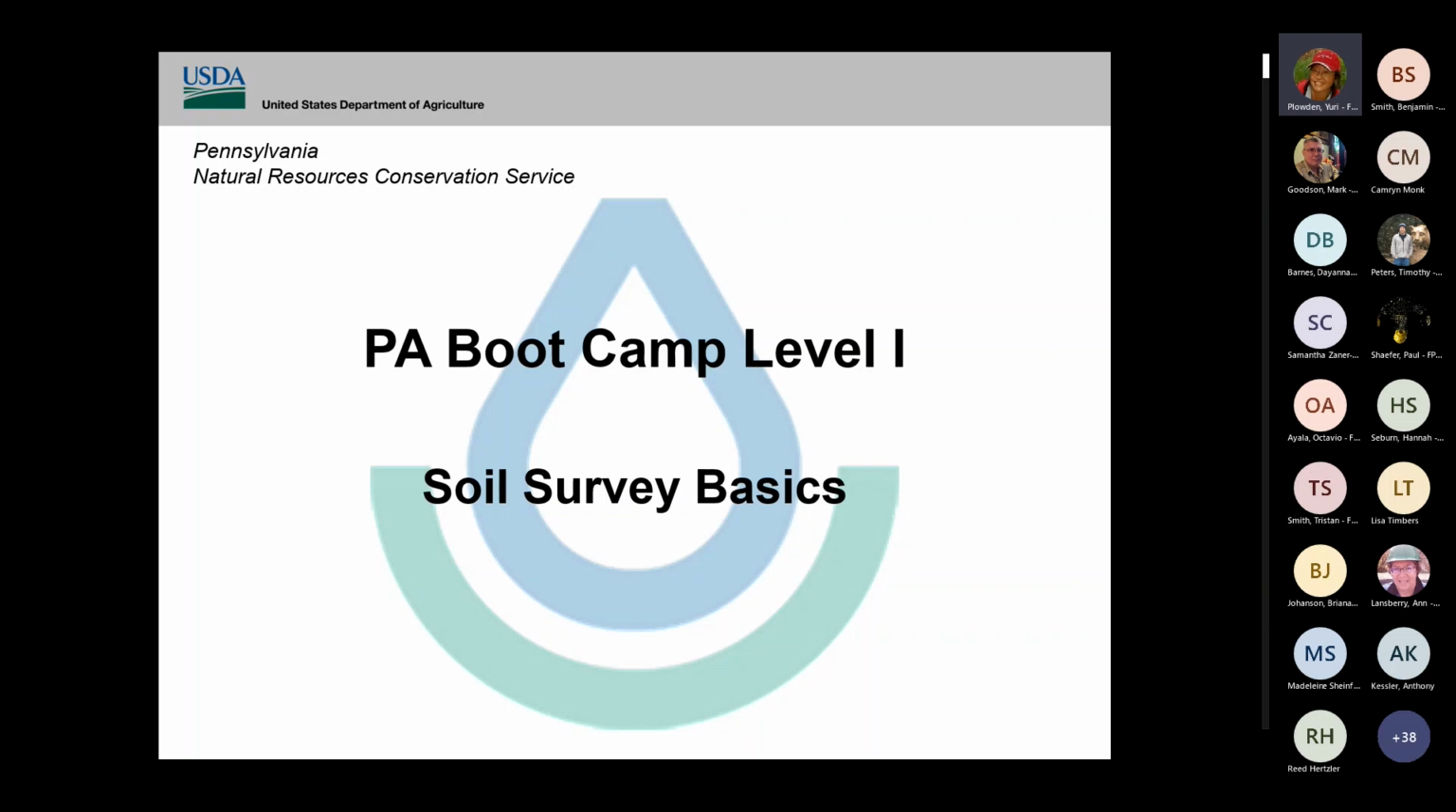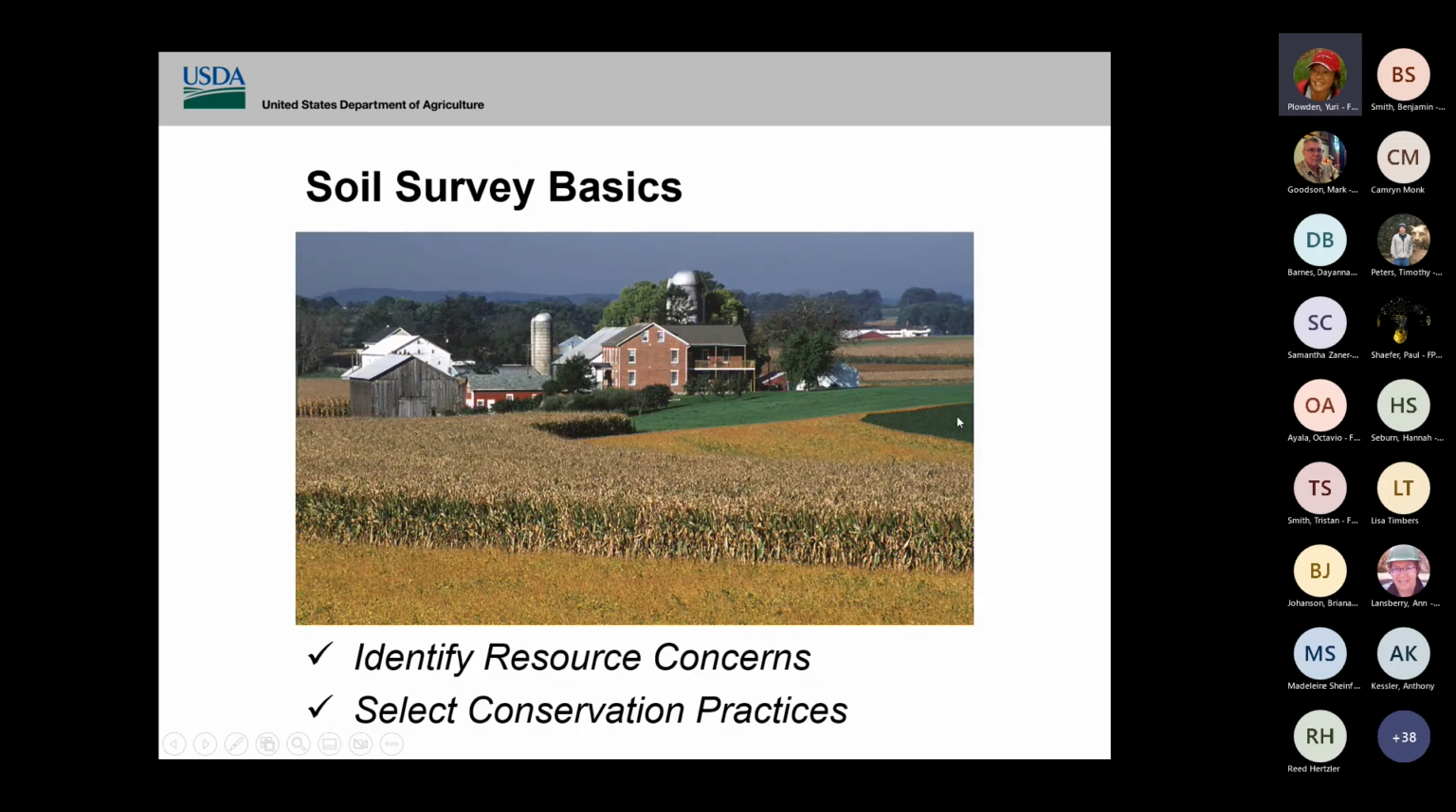NRCS is the premier soils agency, and I think it's one of the best uses of taxpayer money. We have mapped almost the entire continental United States and Alaska and our other territories. And it's all digital and it's all available to the public. I don't know if there's anything else like it on the planet. So it's something that you, as NRCS or as conservation professionals, can be very proud of, that we have this data at your disposal. So with soil survey basics, you use it to identify resource concerns and you can use it to help select conservation practices.